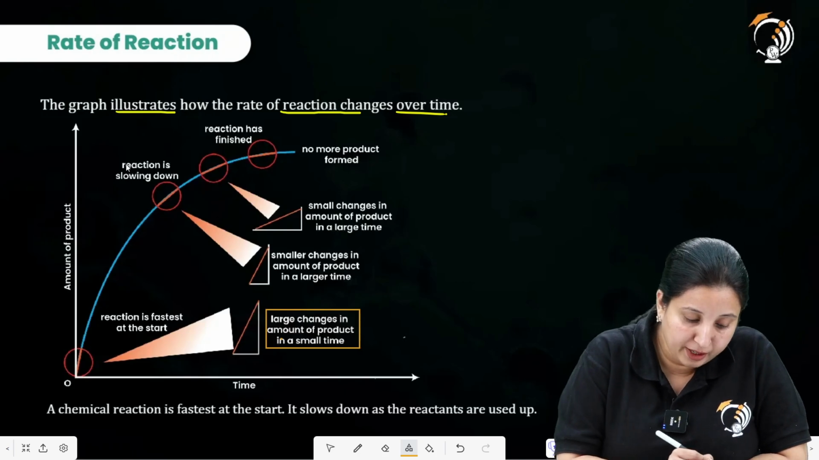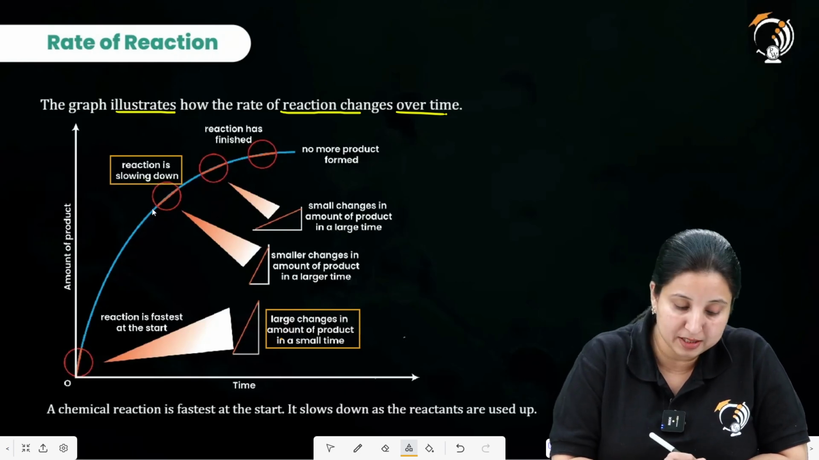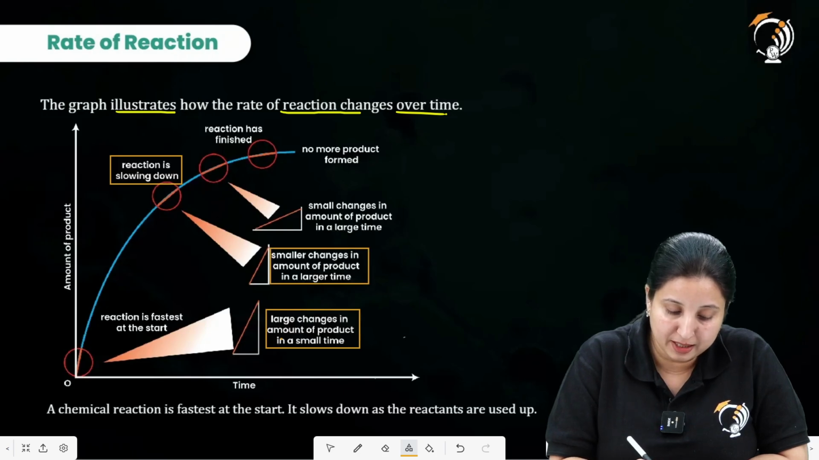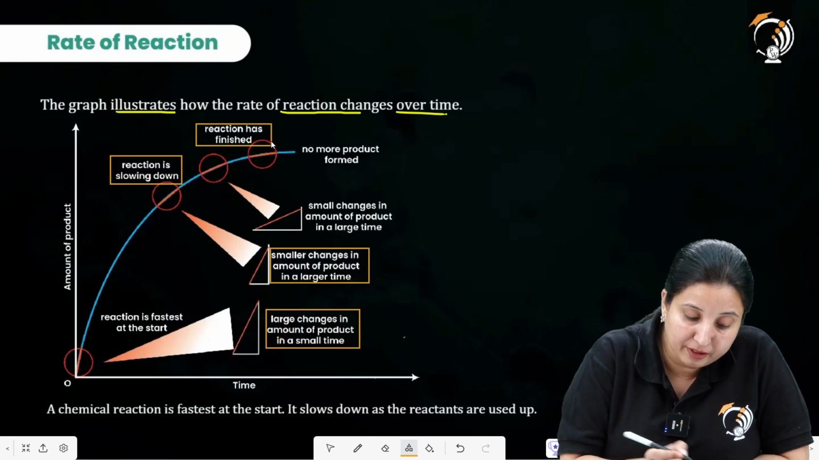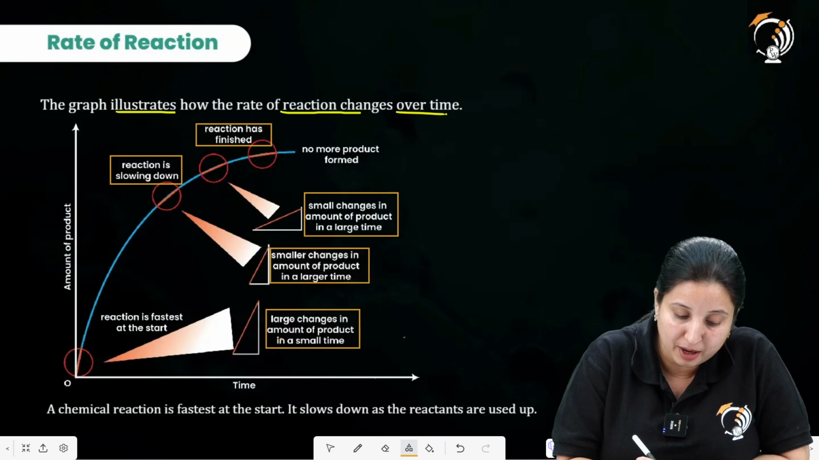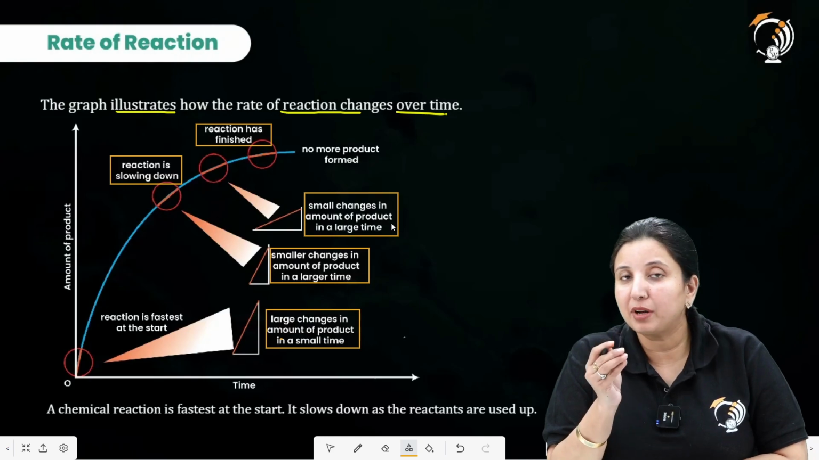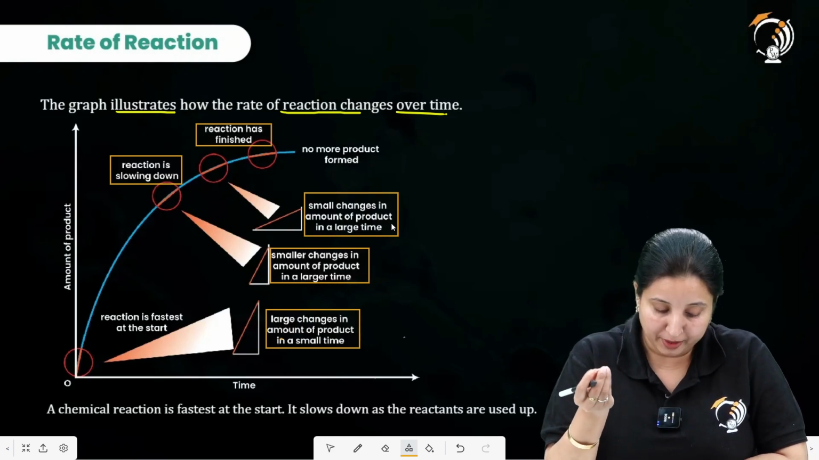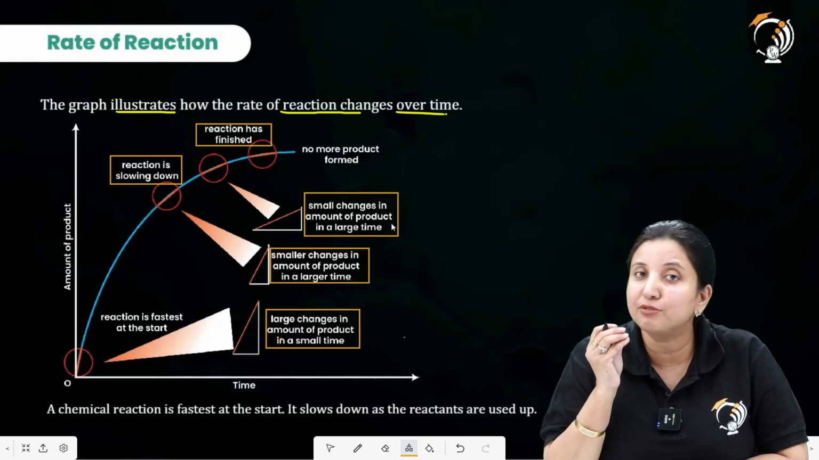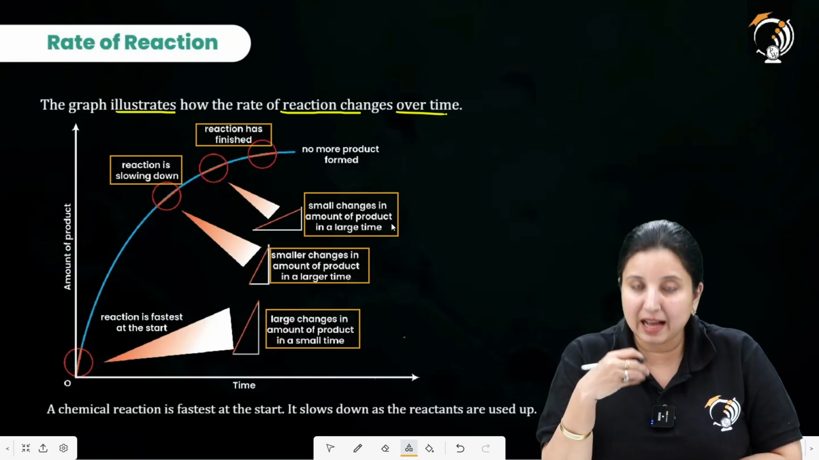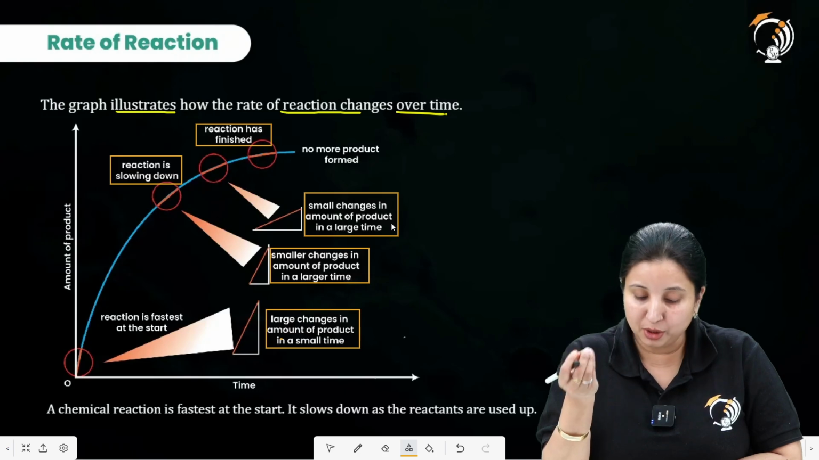Moving ahead, the reaction is slowing down as the curve is becoming less steep, so smaller changes in the amount of product in a larger time are taking place. Now the reaction is finished, and small changes in the amount of product occur over a large time. At the end, no more product is going to form. So basically a chemical reaction is fastest at the start, and it slows down as the reactants are used up.